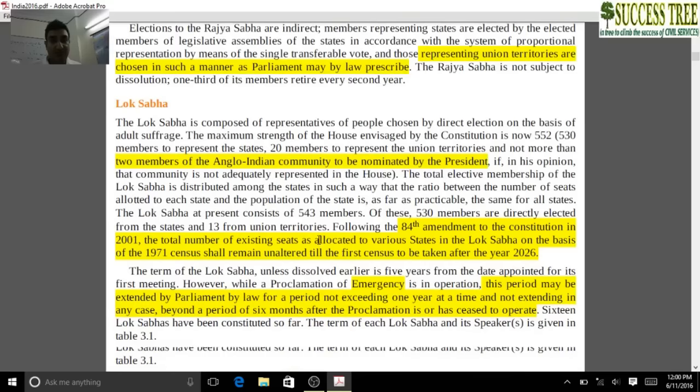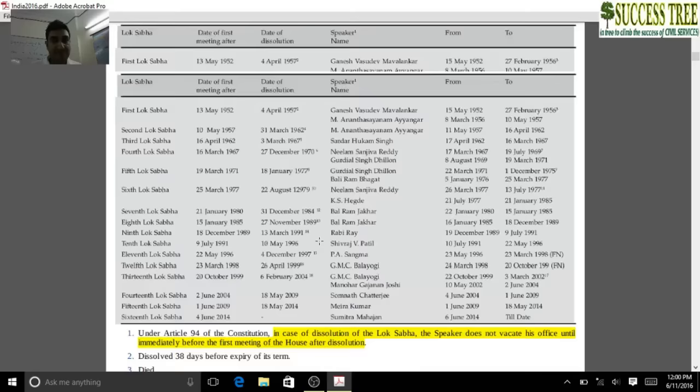Go through these, all the portion, I won't go through them again.